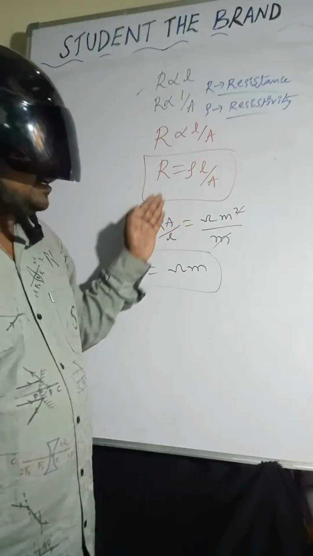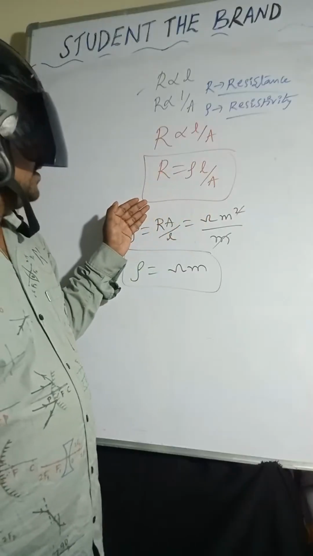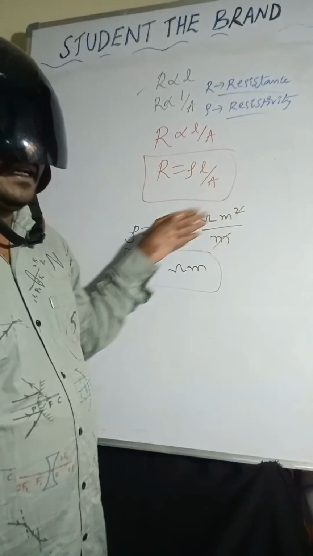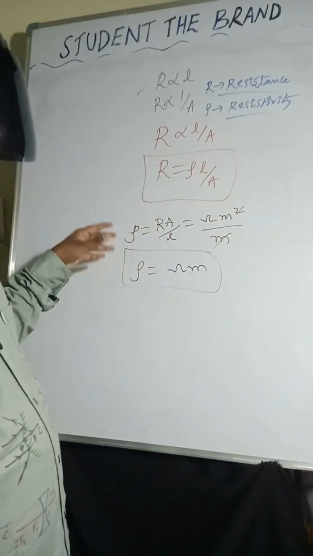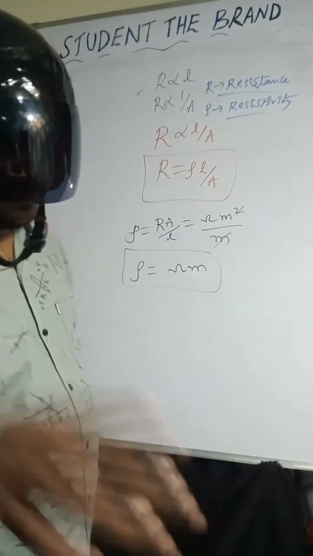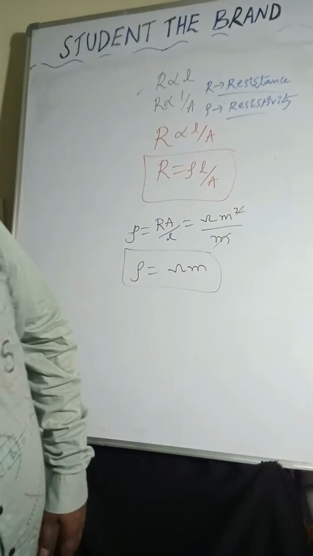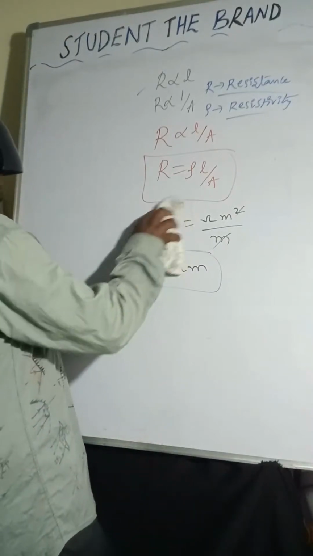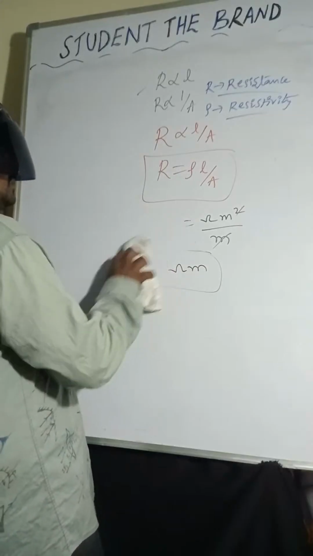So here, the SI unit of resistance is ohm. The SI unit of area is meter square. The SI unit of length is meter. Meter gets cancelled. The SI unit of resistivity is ohm meter. Now we will discuss the differences between resistance and resistivity.